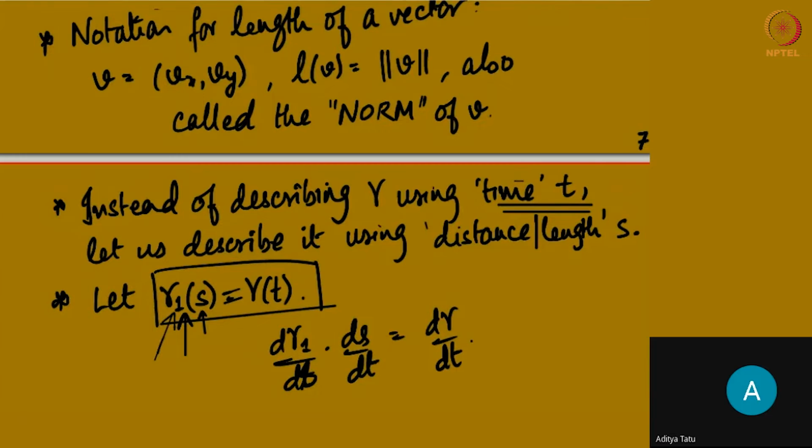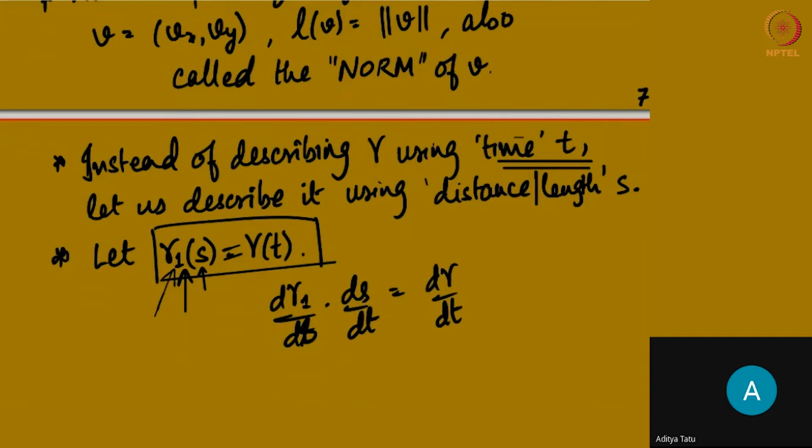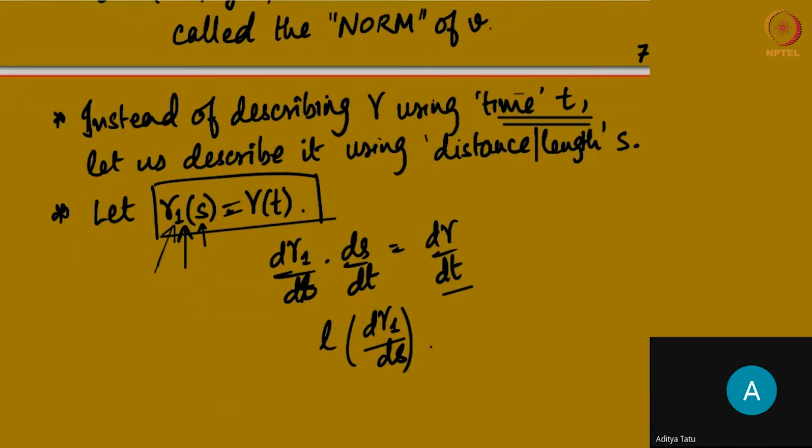What is ds by dt? Rate of change of distance with respect to time. Speed. What is on the right hand side? That's also speed, isn't it? dγ by dt. So the length of the speed of the new description, what would that be? These two have the same length, isn't it? So this would be 1. And that's exactly what we want.